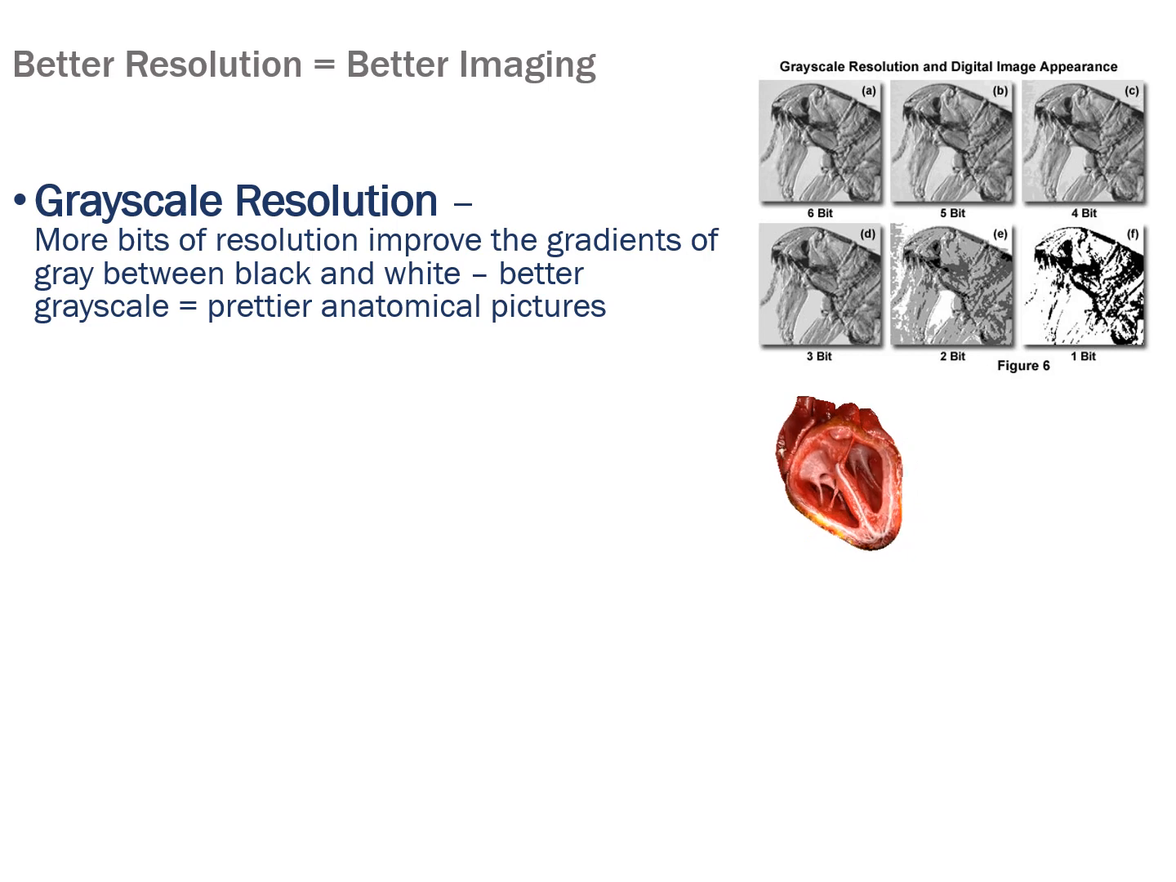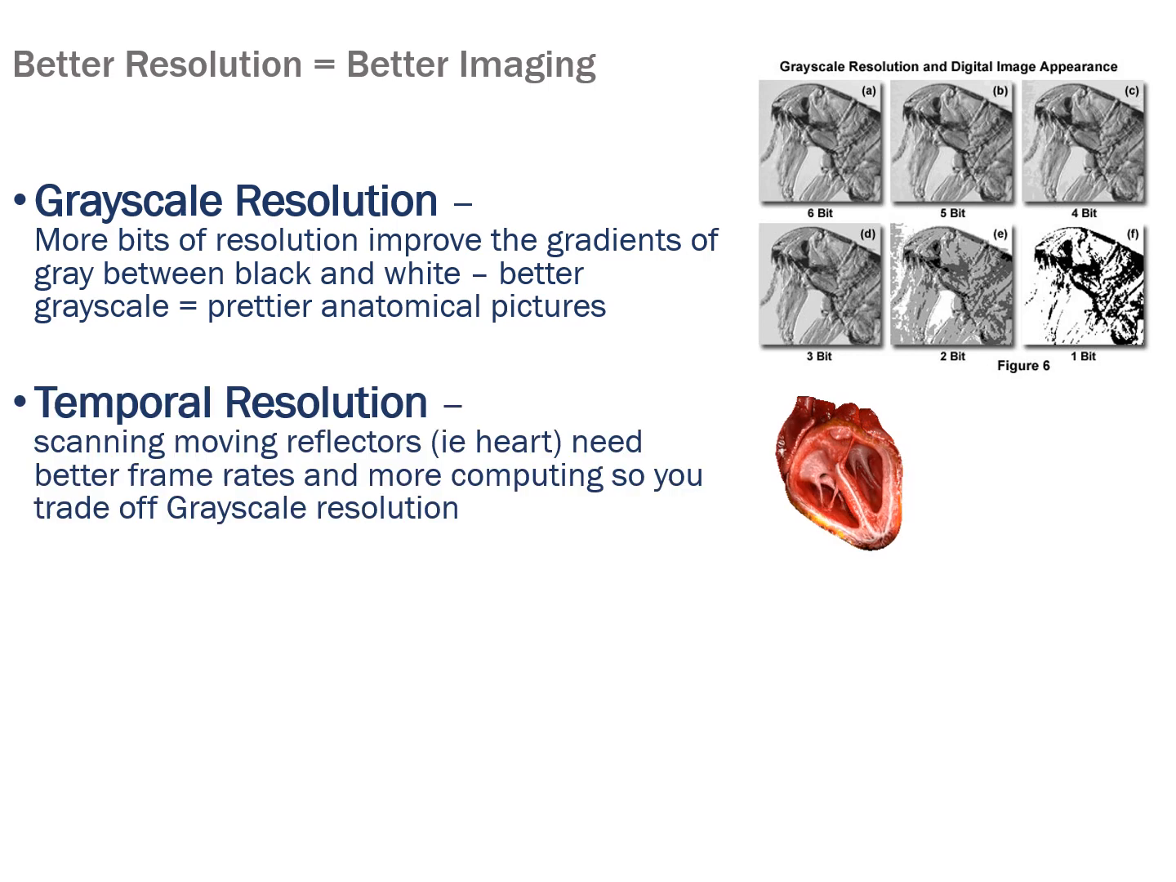So we have a couple different kinds of resolution that we want to think about. Grayscale resolution means that there are better black and white gradients, giving you prettier anatomical pictures. For instance, we can see this low grayscale resolution, black and white, and then we can see this very high grayscale resolution where there's a lot of fine detail and many different qualities of gray.